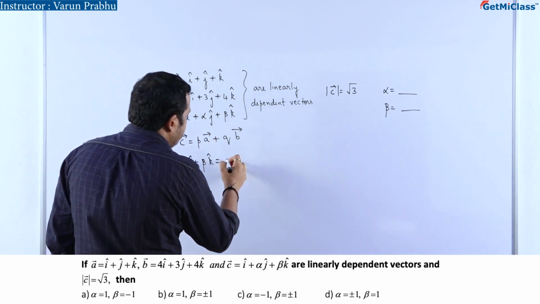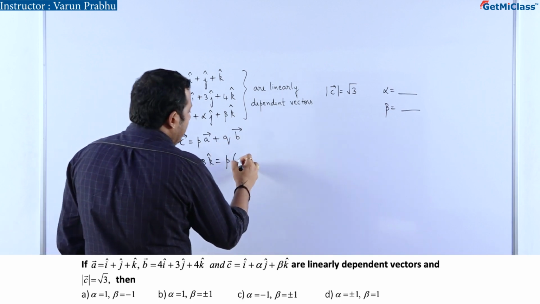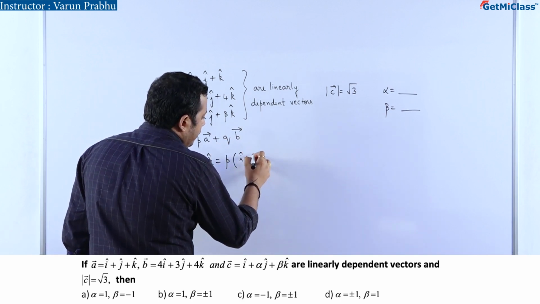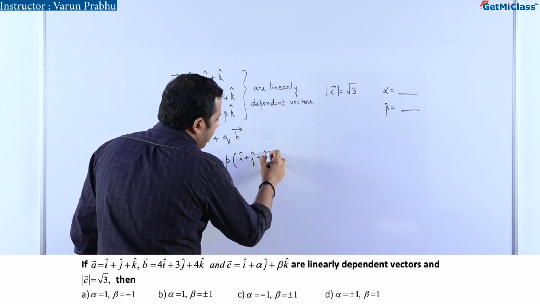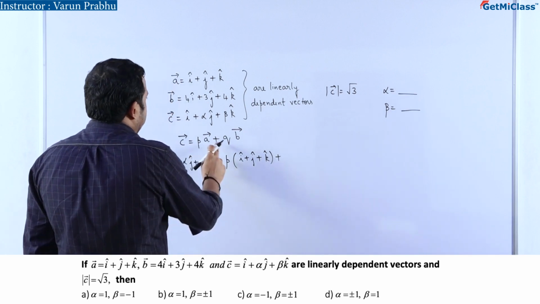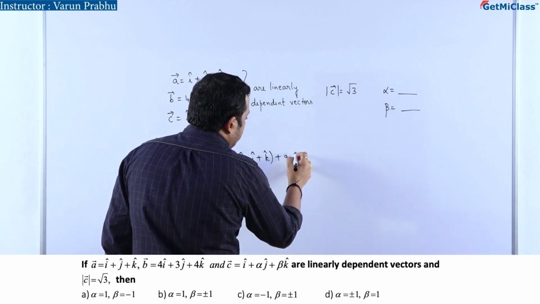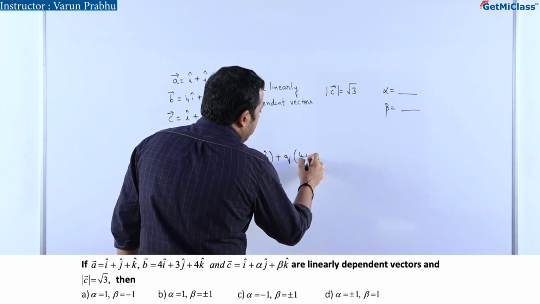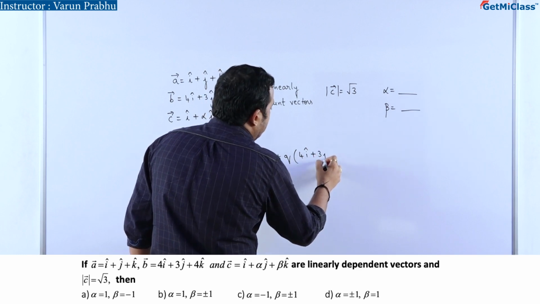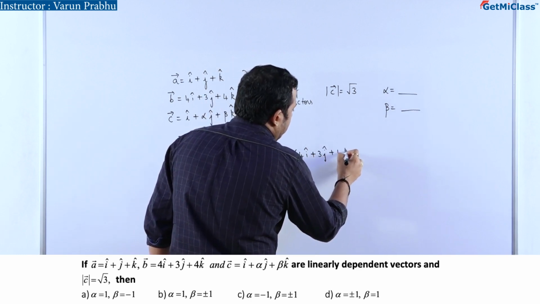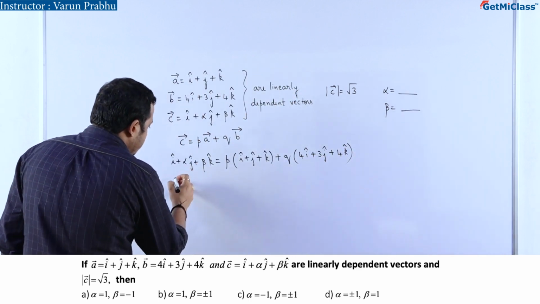P times vector A, which can be written as i cap plus j cap plus k cap, plus Q times vector B, which will be 4i cap plus 3j cap plus 4k cap, correct? So what is the answer that we get?